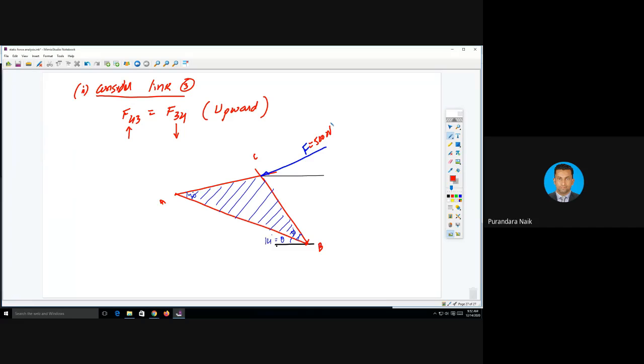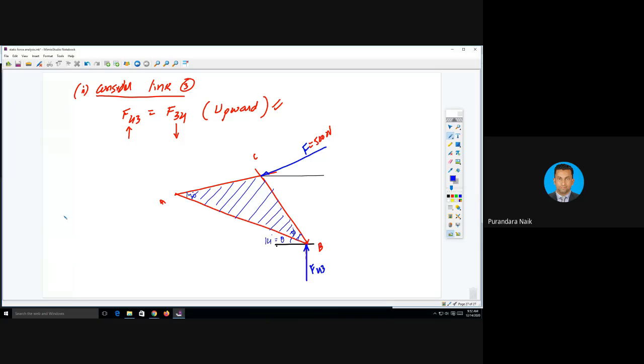Now what is the direction of F43? Now F43 is upward. It is given here, upward F43. So F43 upward. I'll show it as an upward force. This is F43.